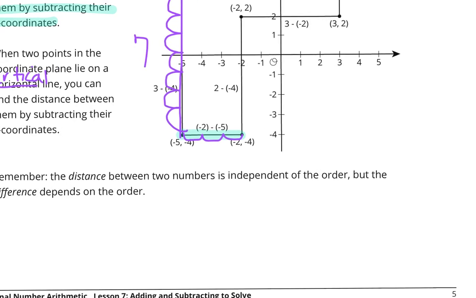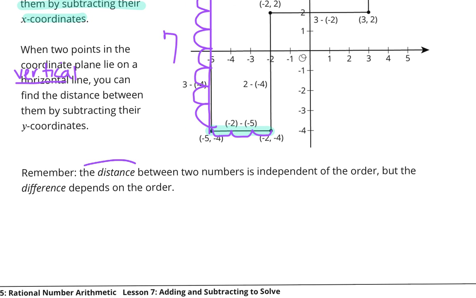And remember that subtraction. Subtraction is the distance. The distance between two numbers is independent of the order. That means it doesn't matter positive or negative. The difference does depend on the order that we add or subtract in. And that's it. You're going to jump over and do some of the practice problems in your book.